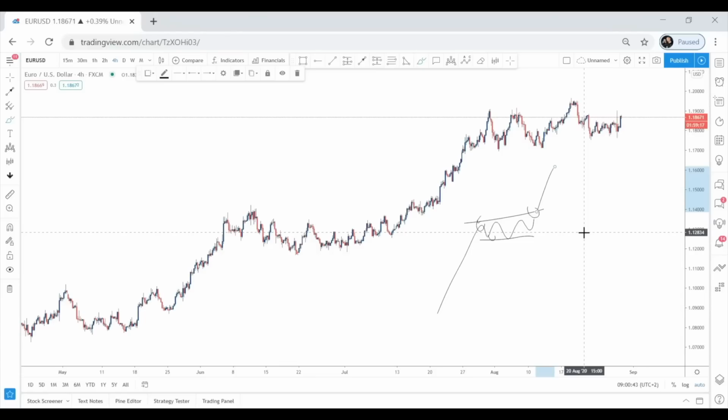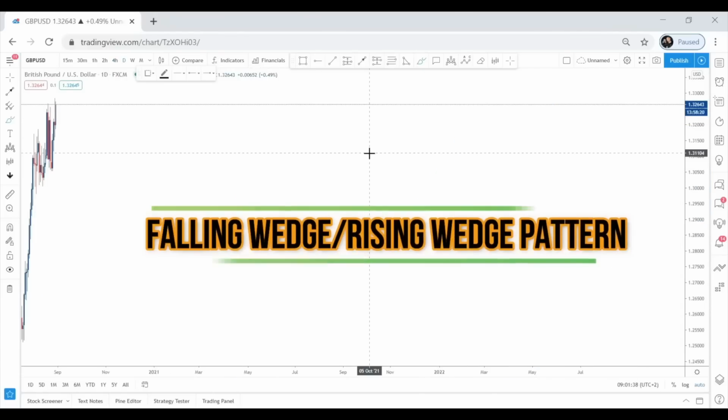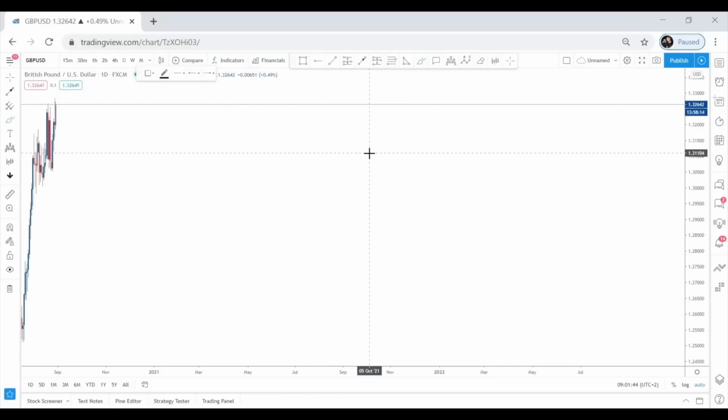Let's get deeper to the next pattern. Pattern number 2, falling wedge or a rising wedge. So guys, these are the most sensitive patterns to trade, because sometimes they're medium probable patterns. Sometimes they occur to make you profit from the market, but sometimes they occur to trap you inside the markets. But the nature of them, they would look like this.